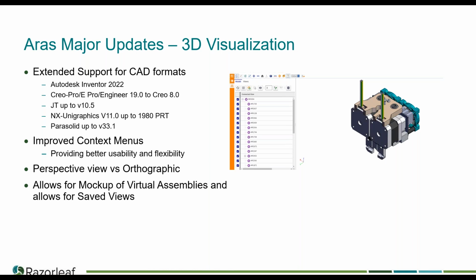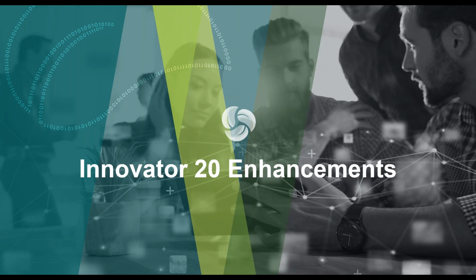So for a little bit of context, in this case, in our screenshot here, we just have one specific assembly. We're now able to add multiple other CAD parts into this and take a look how they would all fit together. I will demonstrate all of that later on, but for now, let's take a look at some of Innovator 20 enhancements.